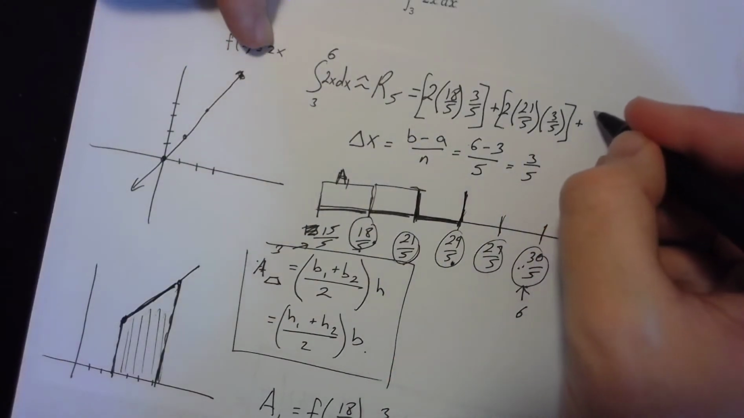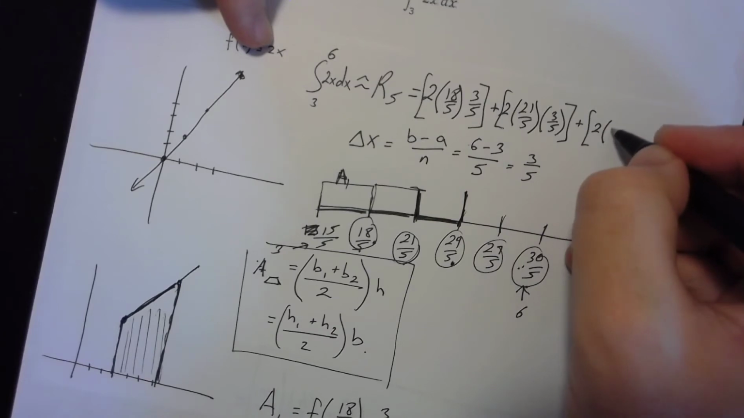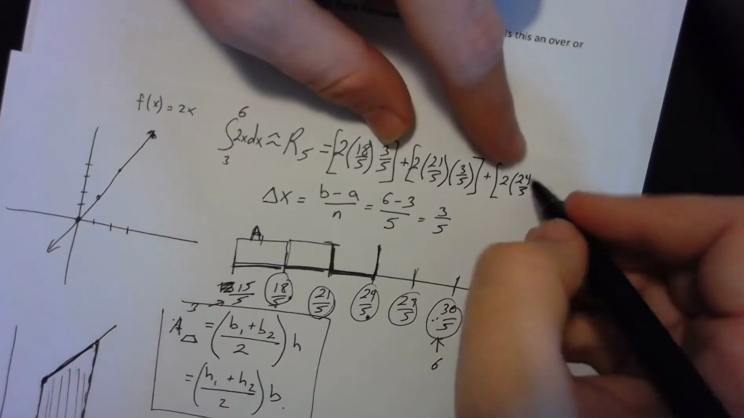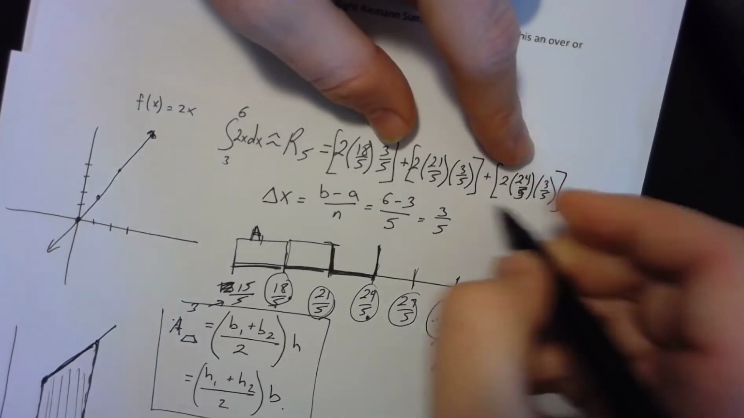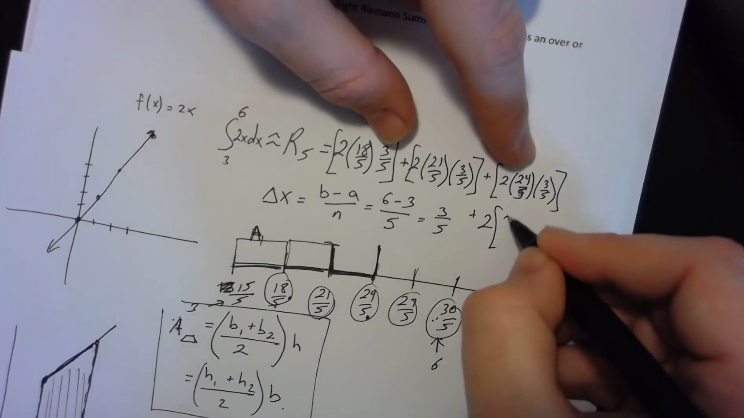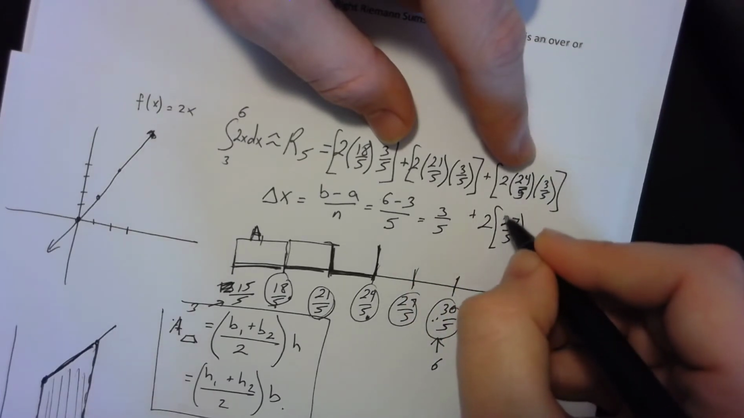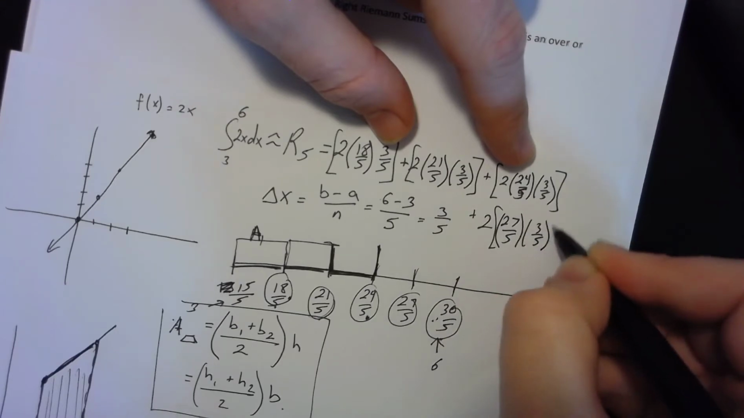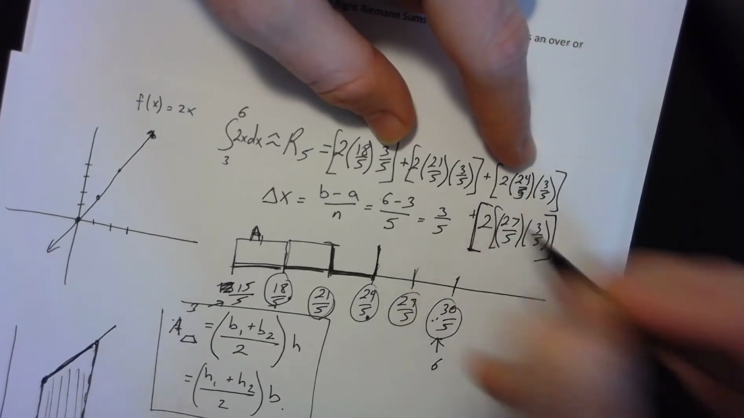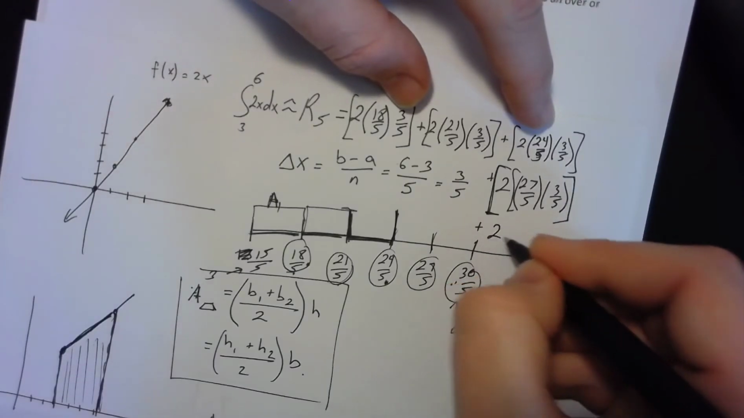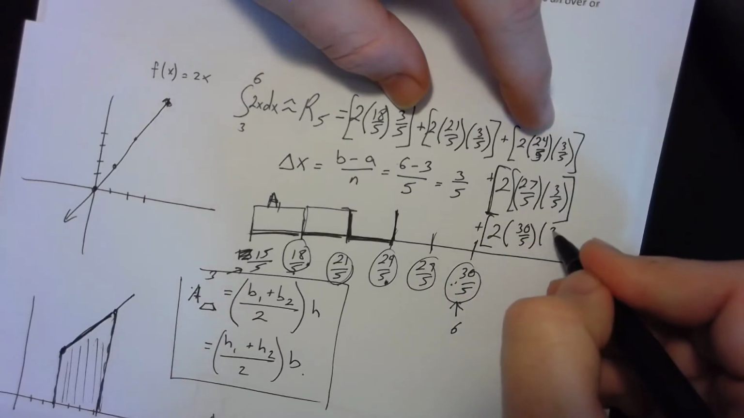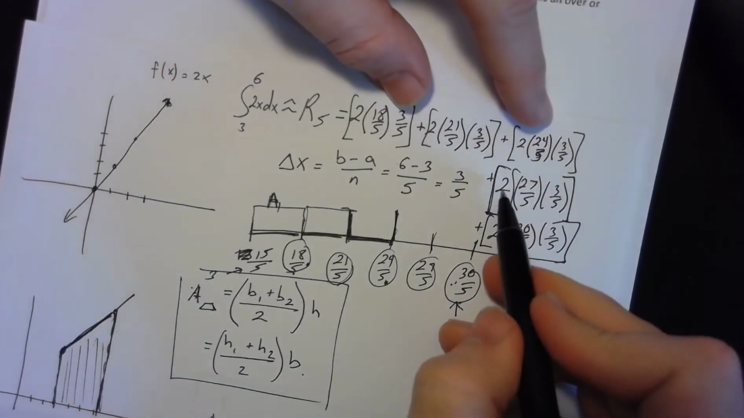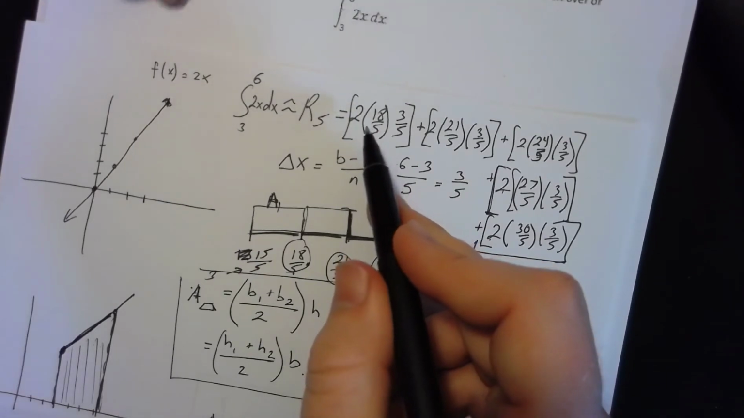So I'm going to have, again, 3 more of these. 2 times, looks like 24 over 5, times 3/5, plus 2 times, looks like 27 over 5 as my next one, times 3/5. I have to put that bracket there and there. And then finally, plus 2 times 30 over 5 times 3/5. Keeping in mind that the 2 in every single one of these is because of the function f of x being 2x.